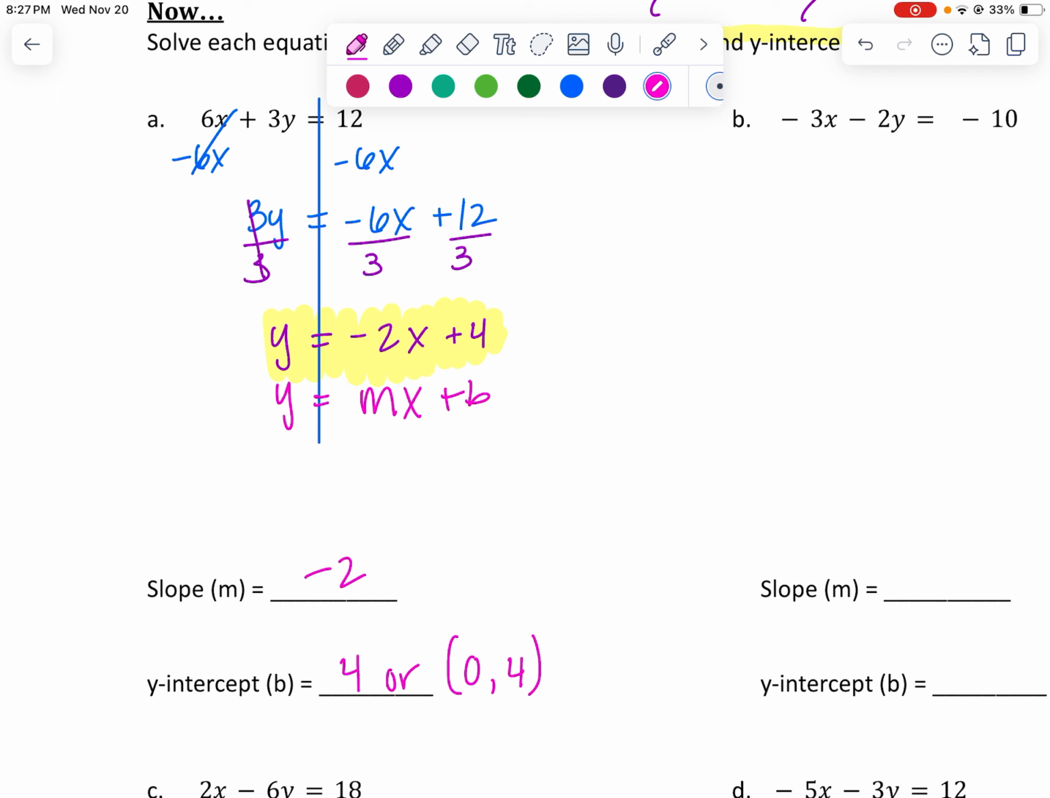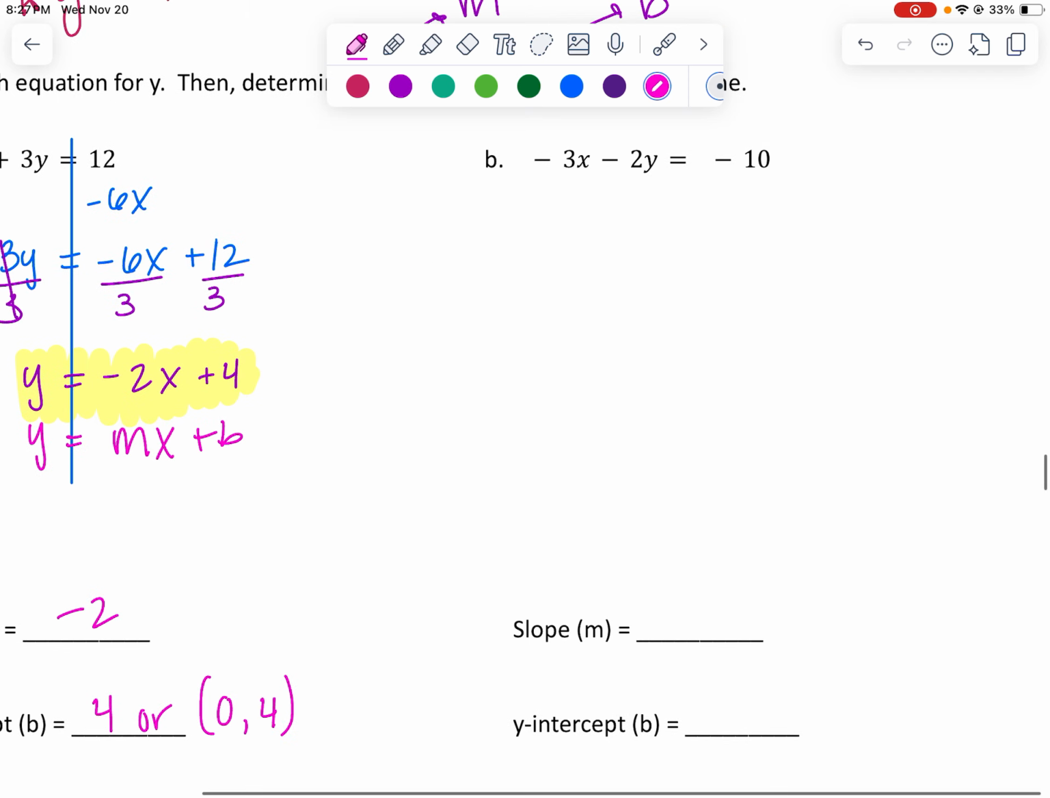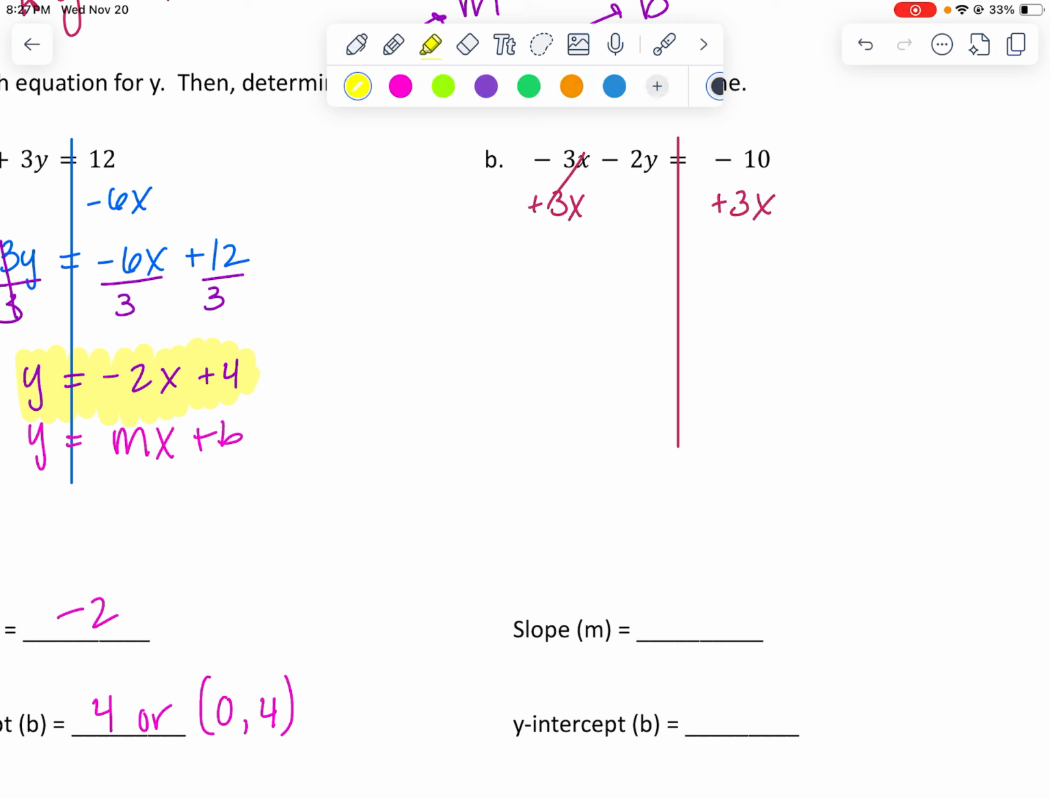Cool. Same thing with example B. I'm going to draw my line in the middle, and I'm going to solve for y. So we start with the negative 3x. Let's add 3x to both sides. I am left with a negative 2y, so make sure you are bringing down that negative. And that equals a positive 3x minus 10.